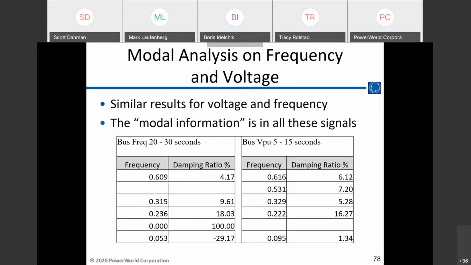One other thing that's kind of interesting here, I used bus frequency and I used bus voltage. And if you look at the frequencies that it calculated, again, this feels like magic to me. They're close. There's a 0.22 hertz, there's a 0.32 hertz, and there's a 0.61 hertz value. And the damping are at least in the ballpark of each other. The bus voltage picked up another mode, but if I look at bus frequency a little earlier in the simulation, like from 5 to 15 seconds, it also picks up that mode. So I suspect that this is just a mode that dies out before 20 seconds, so the modal analysis after 20 seconds is not picking it up.